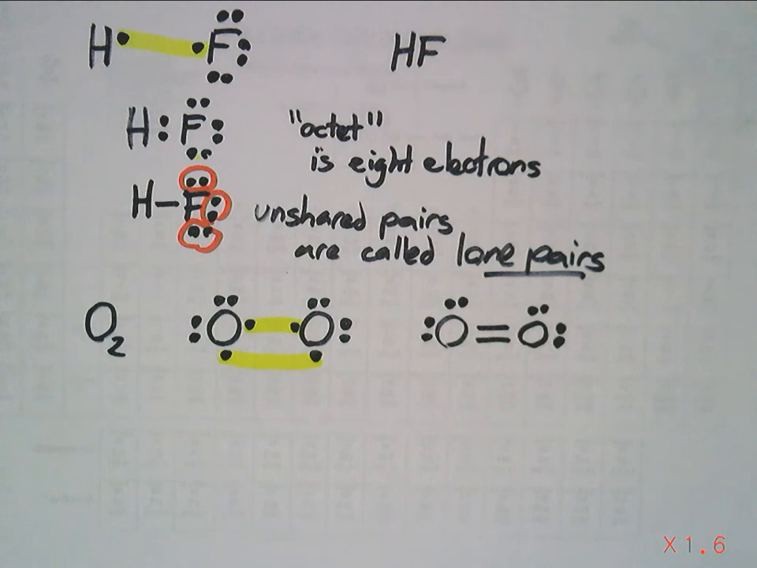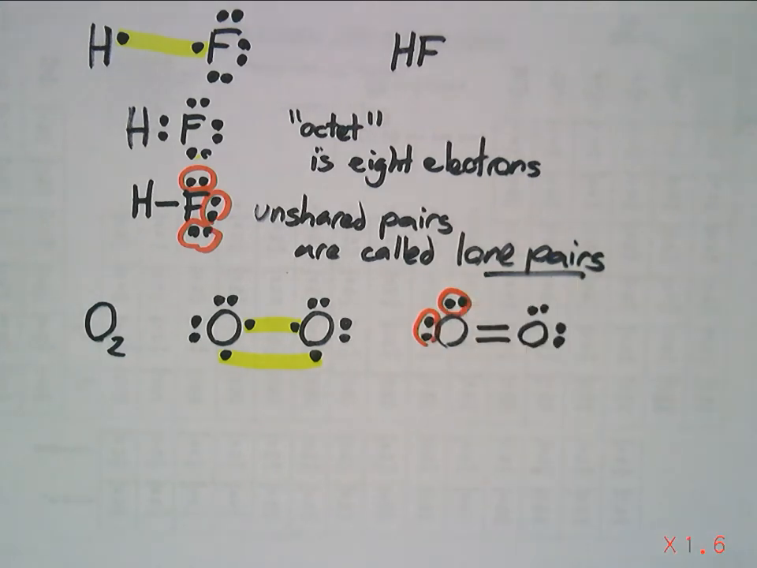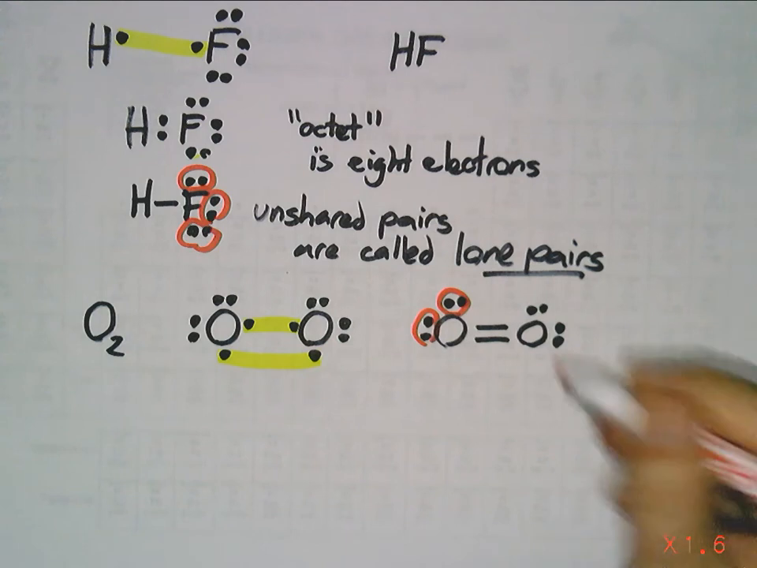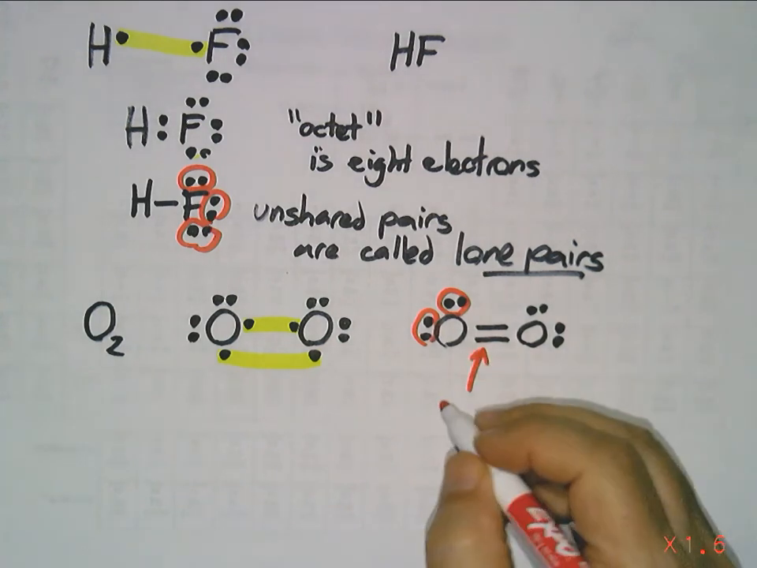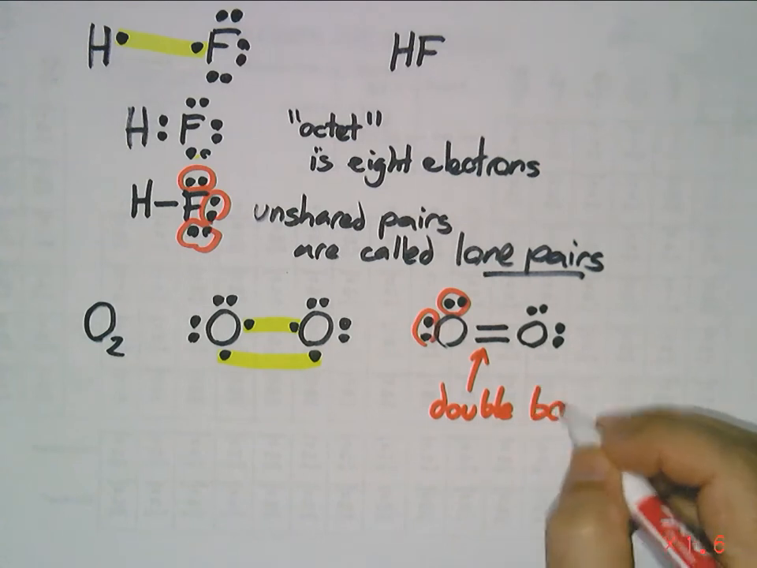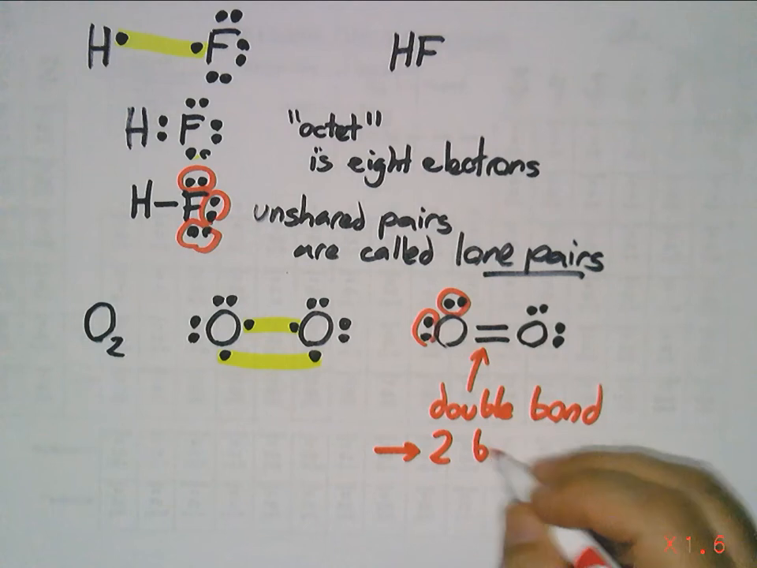Now, how do I describe this? There are 2 lone pairs on each oxygen. There's a total of 4 lone pairs on the whole molecule. There are 2 bonding pairs here. Notice that I can have more than one stick here. This is sometimes called a double bond. A double bond is 2 bonding pairs.